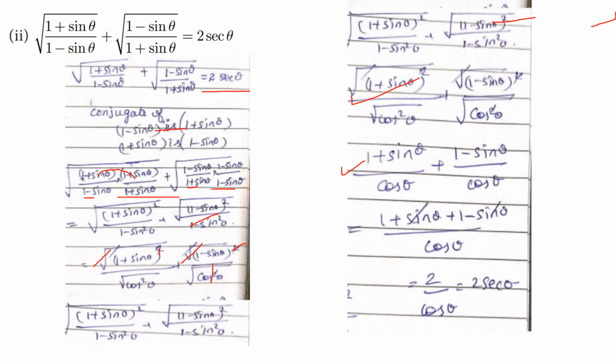So here cos theta, write it in the denominator. So the numerator is 1 plus sin theta plus 1 minus sin theta. Sin theta plus sin theta minus sin theta will cancel. So 1 plus 1 equals 2. 2 by cos theta. 1 by cos is secant. Therefore 2 secant theta is the answer.